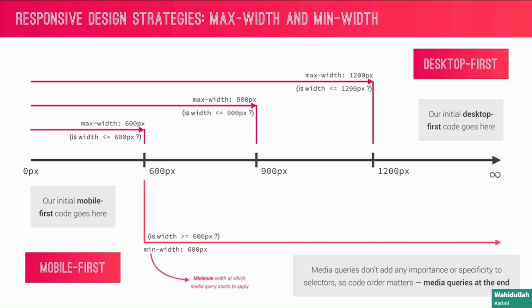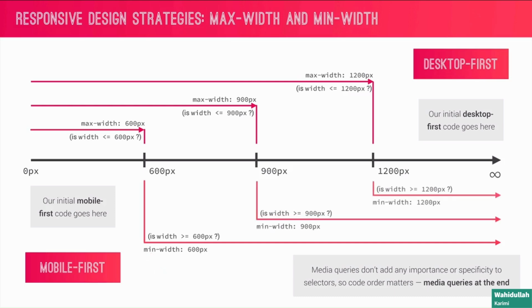And so now for the remaining two breakpoints, the logic is pretty much the same as for the desktop first strategy. So for the 900 pixel breakpoint, we have a min width 900 pixel media query, which is activated if the viewport width is larger or equal to 900 pixels, of course. And the same for 1200 pixels. So it's just the same logic as before. Alright, did you get that?